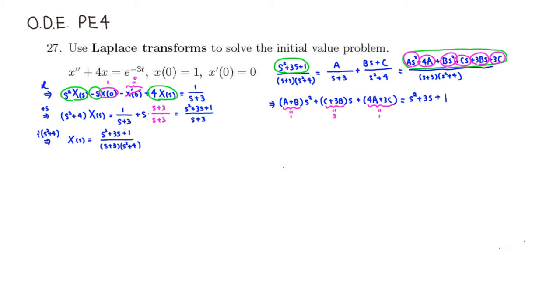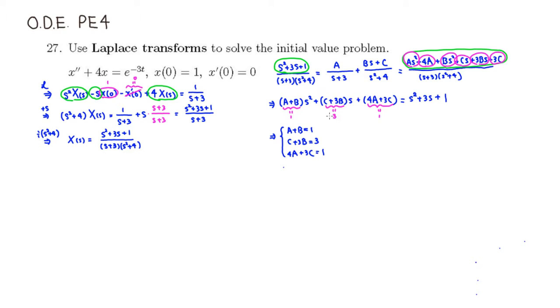Alright, so let's try to solve this system of equations. I'm going to just write down those equations. I have a plus b equals 1, and c plus 3b equals 3, and 4a plus 3c equals 1.